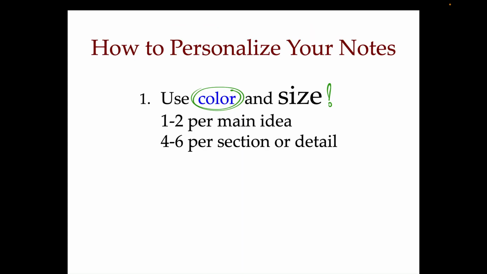The first step in personalizing your notes is to use color and size to emphasize the words or phrases that you think are the most important. You can use highlighters or colorful pens. Try to choose 1 or 2 words in the title or topic, 1 or 2 words for each main idea, and about 4 to 6 words for each section of details relating to that main idea. Limit yourself from going highlighter happy.